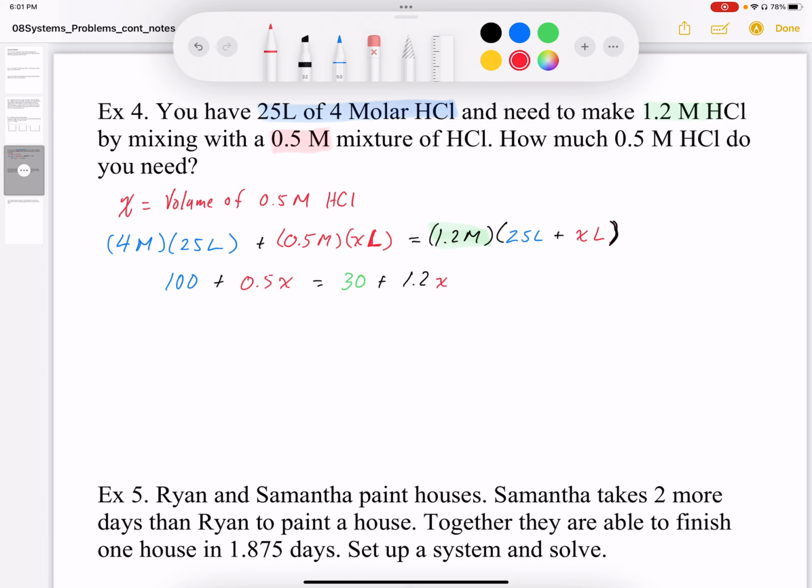Okay, and then I can solve for the x. I'm going to subtract 30 from both sides. So I get 70 on this side. I'm going to subtract 0.5x from both sides. I get 0.7x. Divide both sides by 0.7. Now I'm going to get 70 divided by 0.7 works out to be 100. And so that is the liters, the volume of 0.5 molar HCl. So there's my solution.